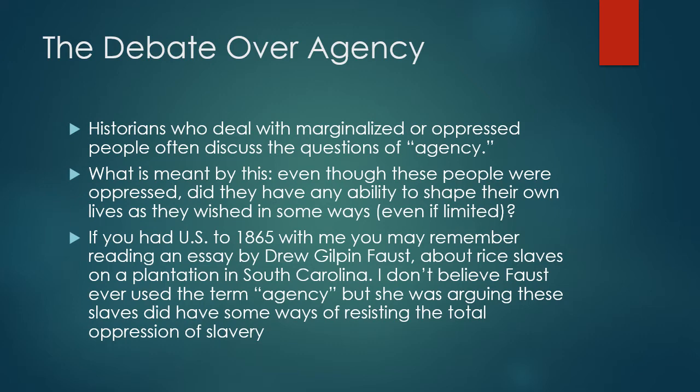But historians talk about the concept of agency when dealing with people that were in an oppressed situation. So, for example, with slaves, even though these people were oppressed, did they have any ability to shape their lives as they wished, even if this shaping was in a very limited way? Some of you had US 2 1865 with me, and you may remember in the Hollis Reader there was an essay by Drew Gilpin Faust about slaves on a rice plantation in South Carolina. I don't believe she ever used the term agency in that essay, but she was talking about this topic precisely.